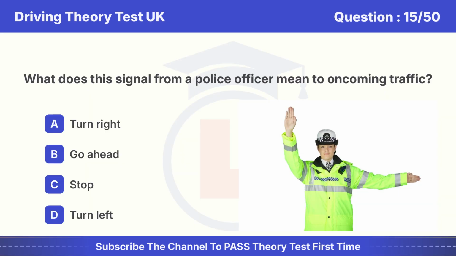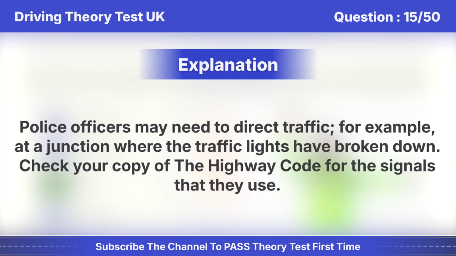Question 15. What does this signal from a police officer mean to oncoming traffic? Answer is C. Stop. Police officers may need to direct traffic, for example, at a junction where the traffic lights have broken down. Check your copy of the Highway Code for the signals that they use.